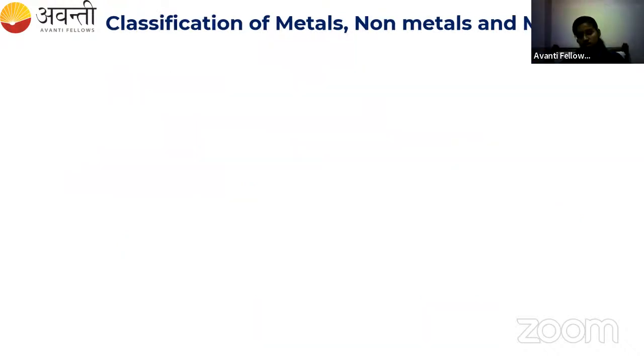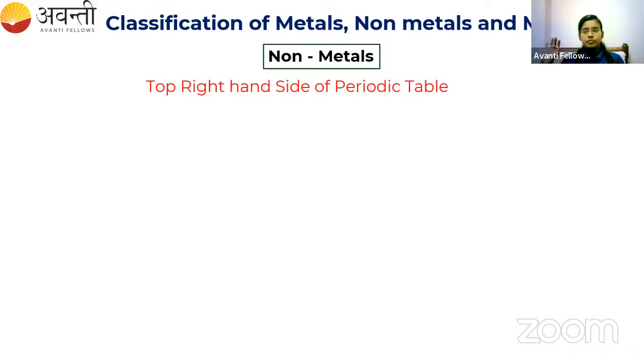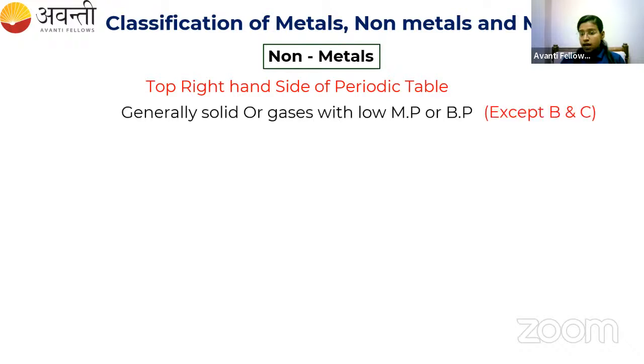The next is non-metals. The non-metals occupy the top right-hand side of the periodic table. Non-metals are generally solids or gases, but with a very low melting point and boiling point. For metals, the melting and boiling points will be very high. For non-metals, they will be very low. There are also some exceptions, boron and carbon. They don't have very low melting and boiling points. They do have high values. So this is about non-metals.